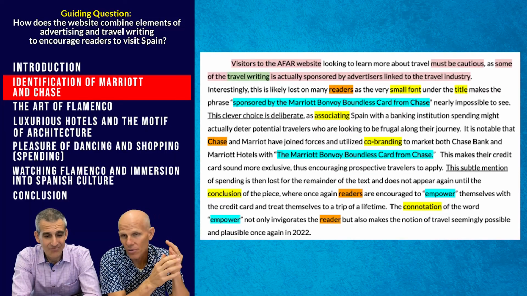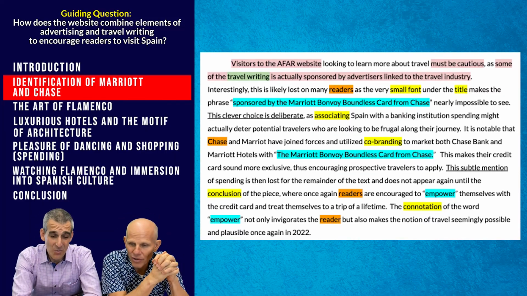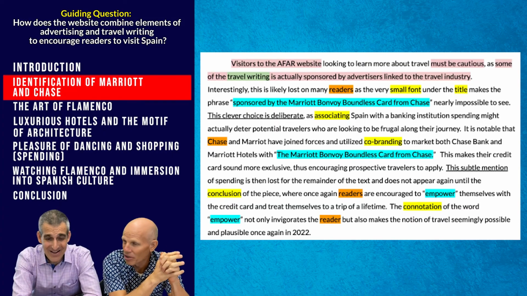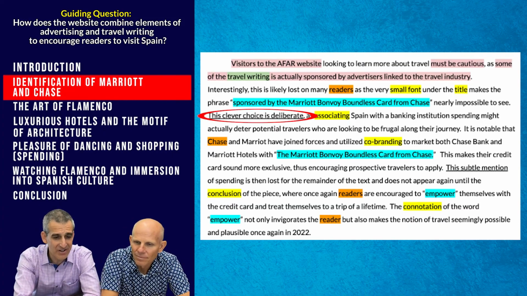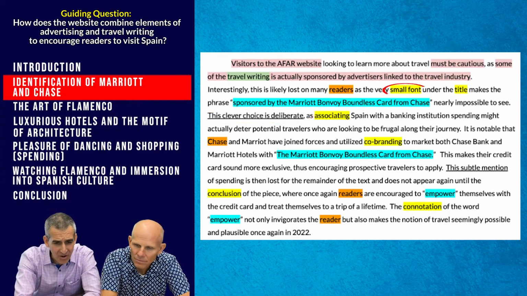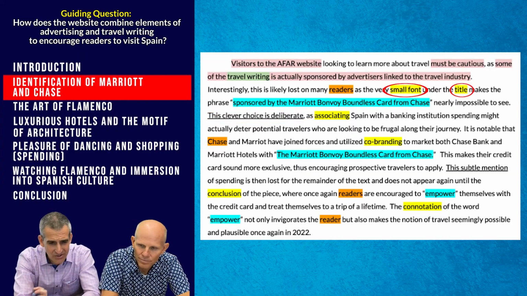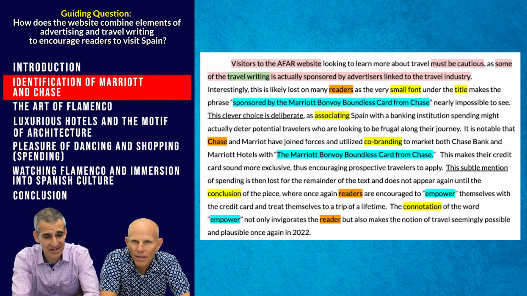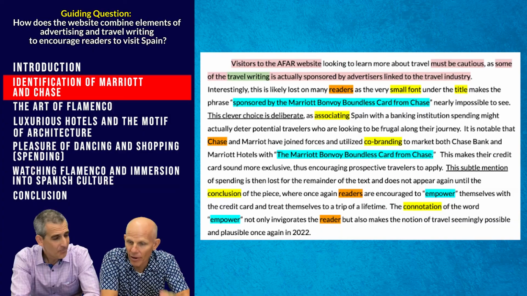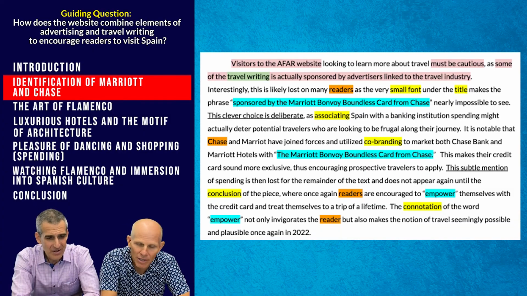That's a really good subtle detail that the student is talking about, and "they must be cautious" is good, right? Must be cautious. And then you can see that underlined phrase, "this clever choice is deliberate." So they've made a deliberate choice. They've used small font to make that small title to almost hide from the readers that this is an advertisement disguising travel writing. It's almost like a disclaimer. They're paying attention to those subtle details. This I think is insightful.